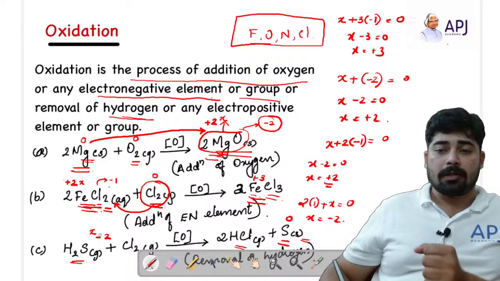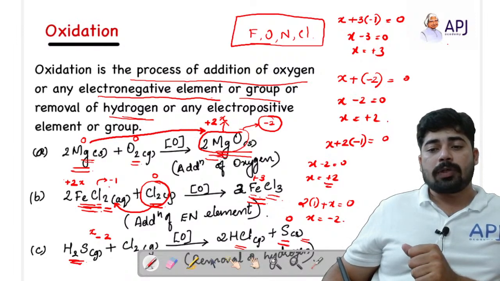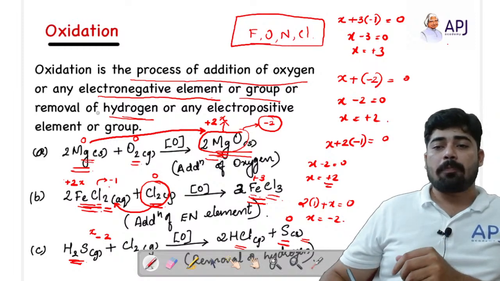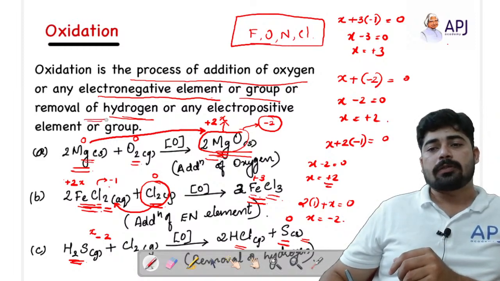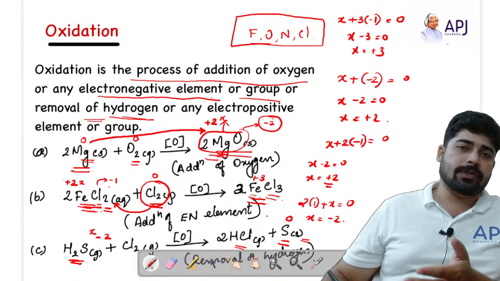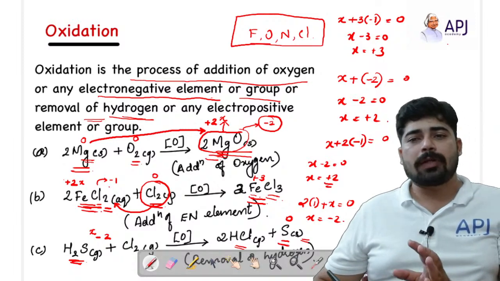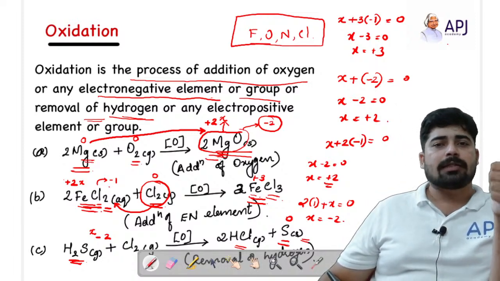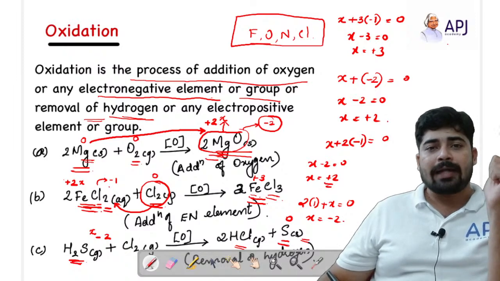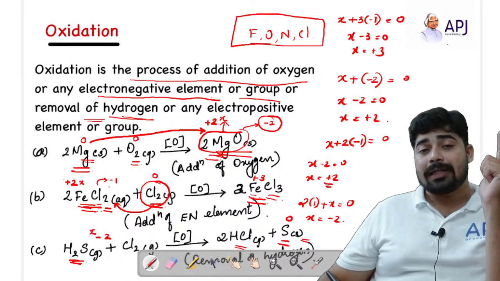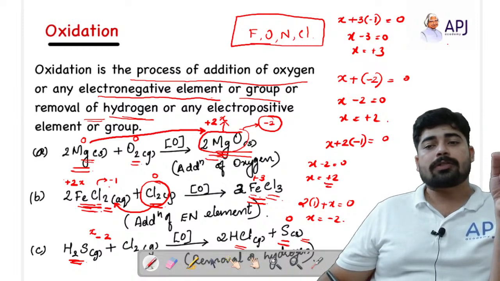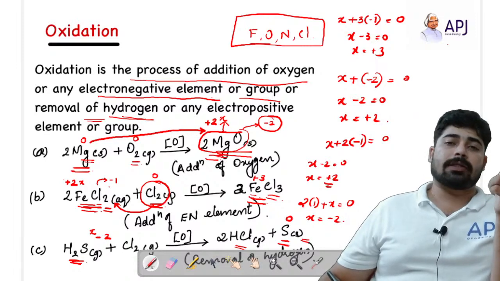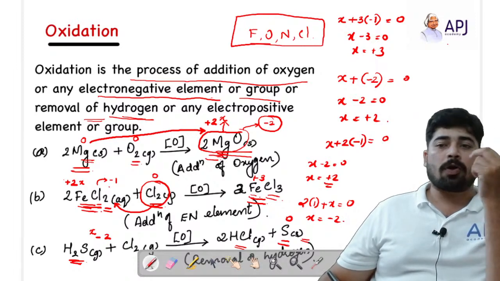So what has happened here? Here you can see that from H2S, I have removed H2. I have removed hydrogen. So upon removal of hydrogen, the process that happened here is called oxidation. Now we have already explained oxidation in different terms. That is, if addition of oxygen takes place, then that process is called oxidation. If addition of an electronegative element takes place, then that process is called oxidation. If removal of hydrogen takes place, then also that process is called oxidation.